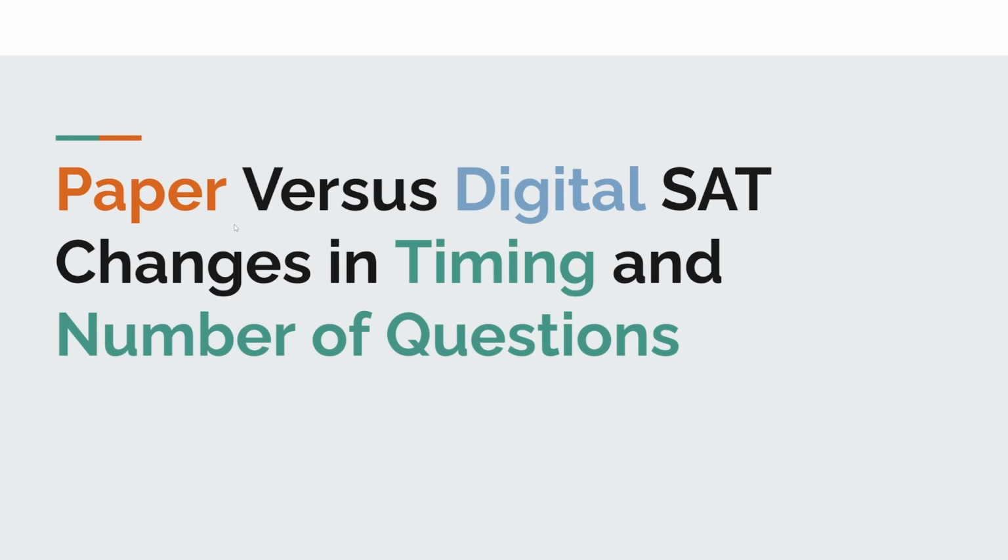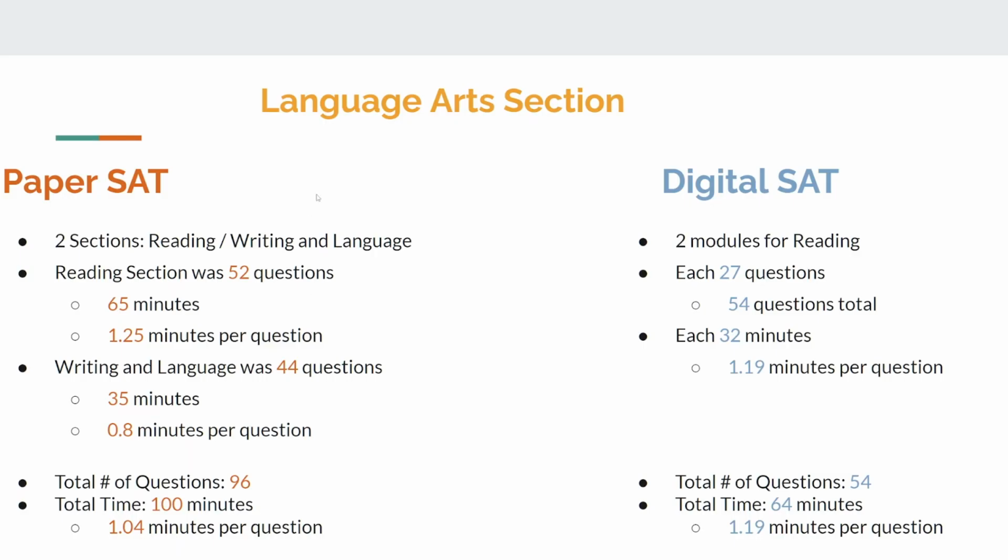One of the biggest changes to the SAT as it moves from paper to digital is a change in timing and the number of questions. So regarding the language arts section, paper SAT has two sections, the reading and writing the language.